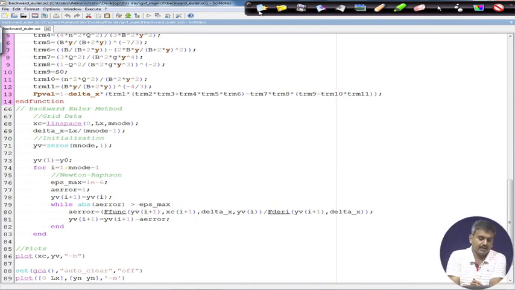Now, we can start our calculation for I equals 1 to m node minus 1. Epsilon max, this is the iteration parameter, 1 into 10 to the power minus 6, and AE is the absolute error in this case. Now, we are starting with the guess value y v I plus 1 equals y v I.